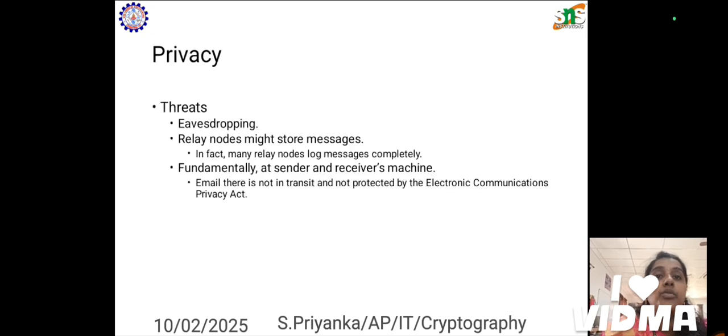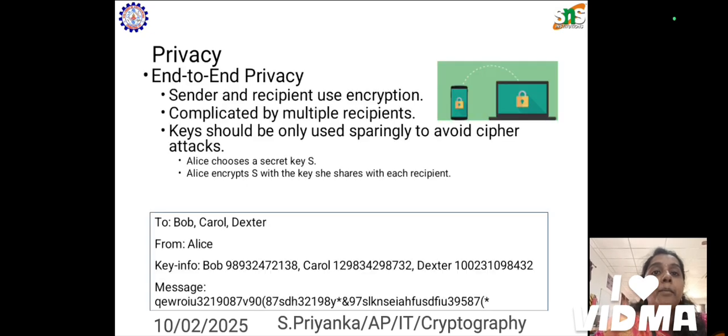Here let's see about privacy. Privacy is mainly about the threats. Threats means eavesdropping, that is relay nodes might store messages. In fact, many relay nodes log messages completely. Fundamentally, at the sender and receiver machines, email is not in transit and is not protected by electronic communication privacy.